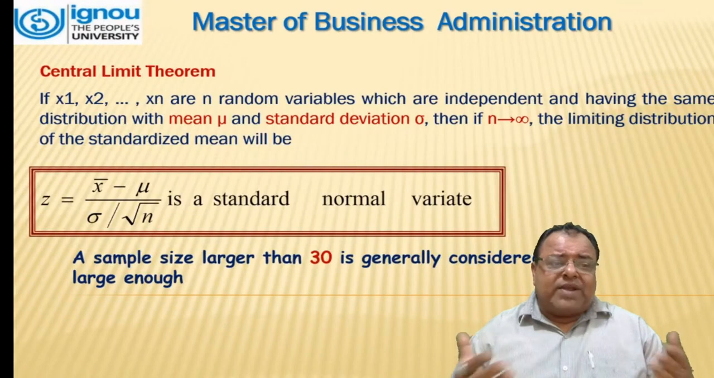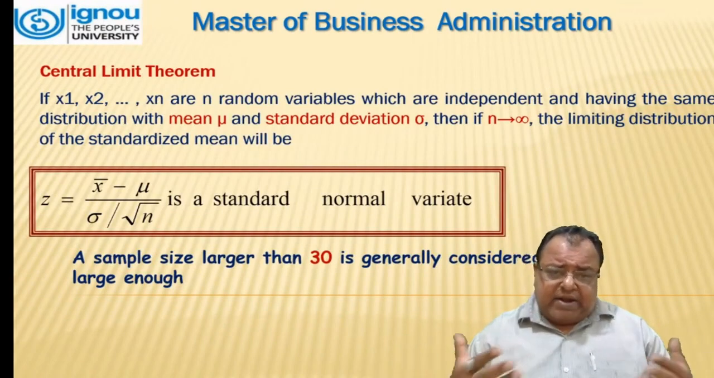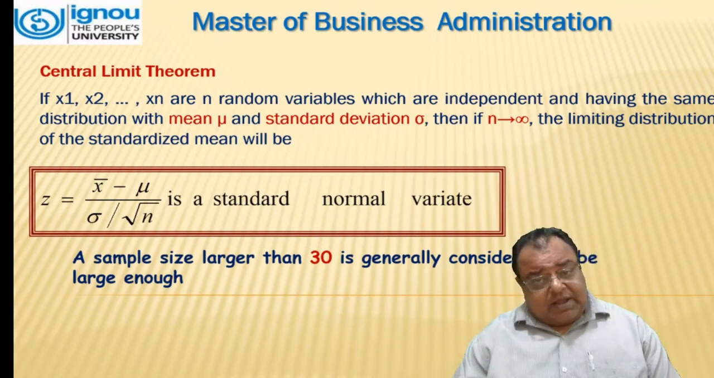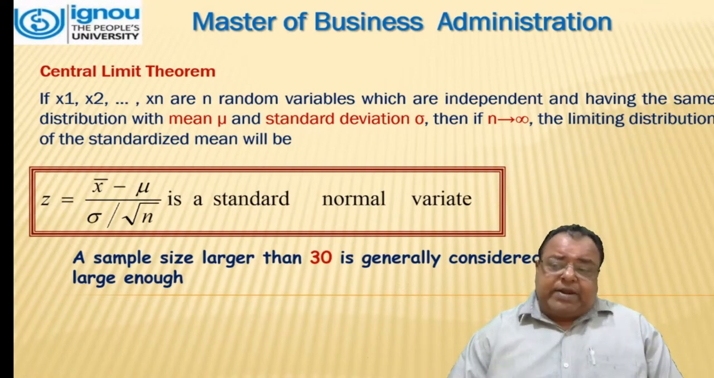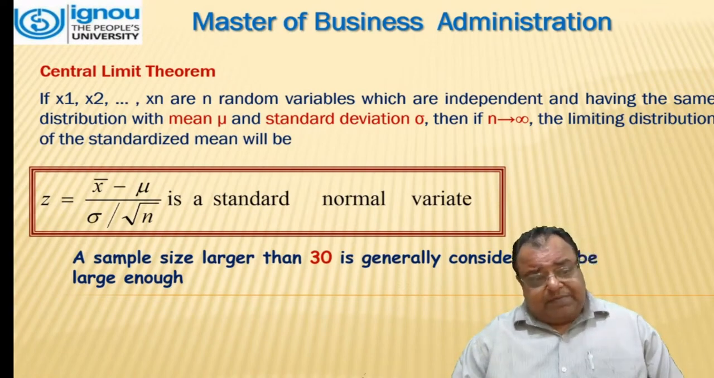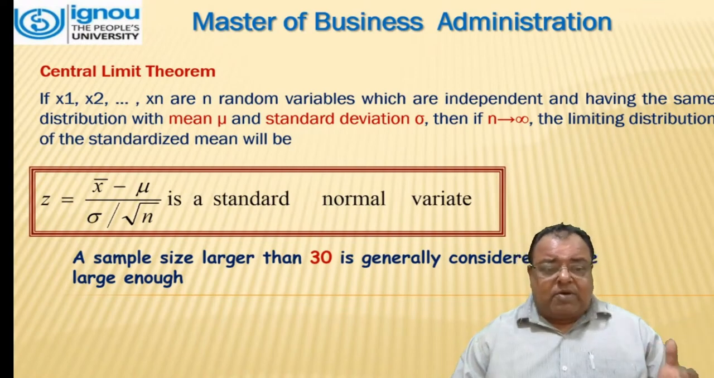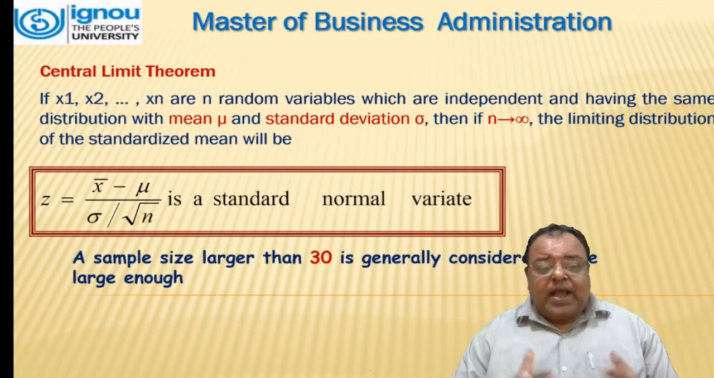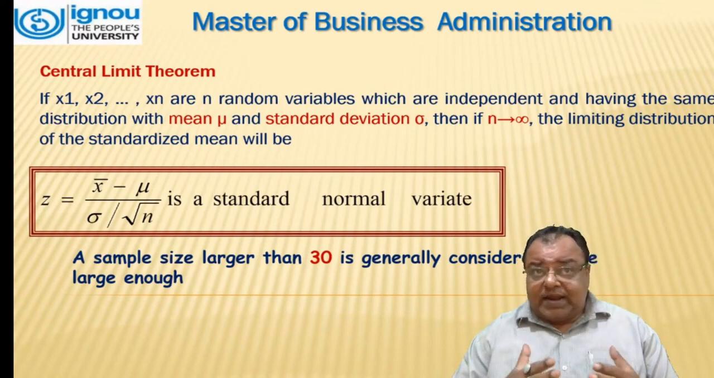Now, we move on to the next part, that is the central limit theorem. If x1, x2, till xn are n random variables which are independent and have the same distribution with mean mu and standard deviation sigma, and n tends to infinity, that is n is very large, the limiting distribution of the standardized mean will be z equal to x̄ minus mu divided by sigma upon under root n, which is a standard normal variate. A sample size larger than 30 is generally considered to be large.